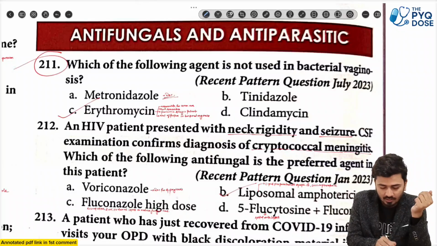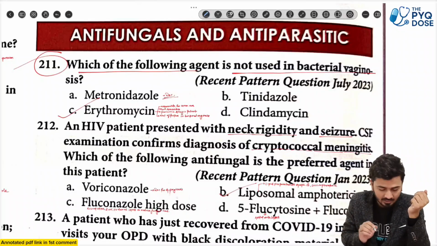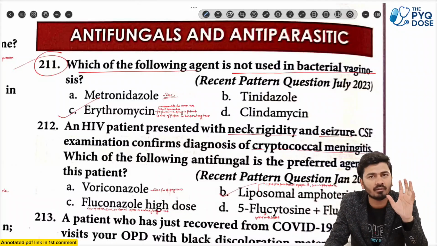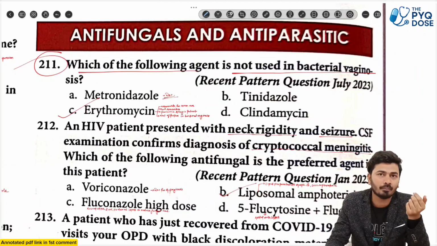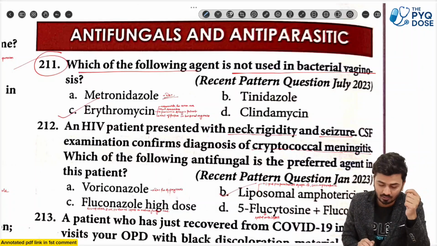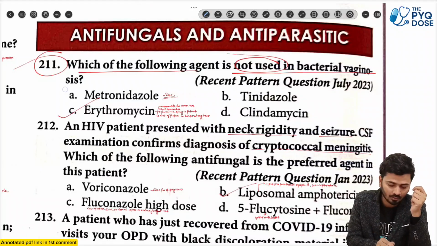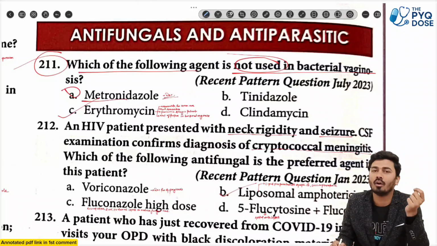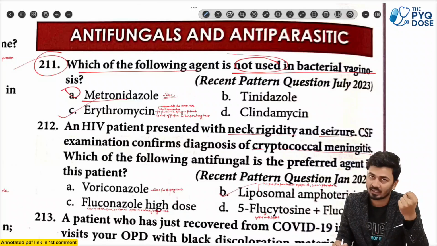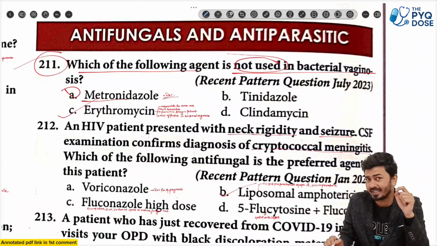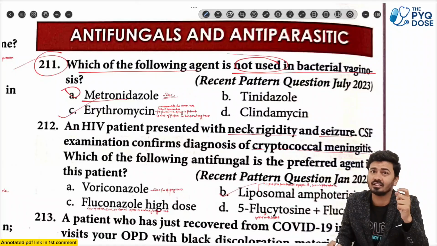The first question they are asking is, which of the following agents is not used in bacterial vaginosis? Generally, bacterial vaginosis is due to an imbalance between the different bacteria in the vagina. The question is asking not used, and the first option is metronidazole. All of us know that metronidazole is the drug of choice. If you don't know, then know it now, because this is a very important question: metronidazole is the drug of choice for bacterial vaginosis. This is vaginosis, huh? It is not vaginitis.